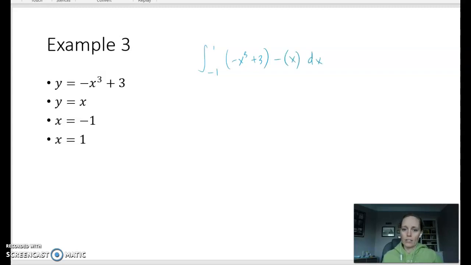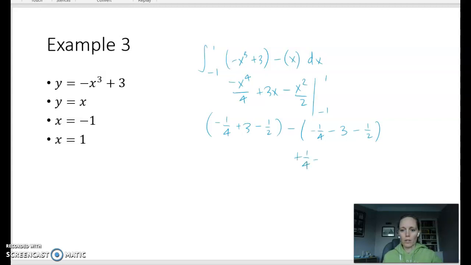This one here I anti-derived, so I have negative x to the fourth over 4 plus 3x minus x squared over 2, and this is being evaluated from negative 1 to 1. When I plug in 1, I get negative 1/4 plus 3 minus 1/2. And when I plug in negative 1, I get negative 1/4 minus 3 minus 1/2. I distribute this negative, so this is going to become plus 1/4 plus 3 plus 1/2. And that means the 1/4 cancel out, the 1/2 cancel out, and all I have left is 3 plus 3, which is 6.